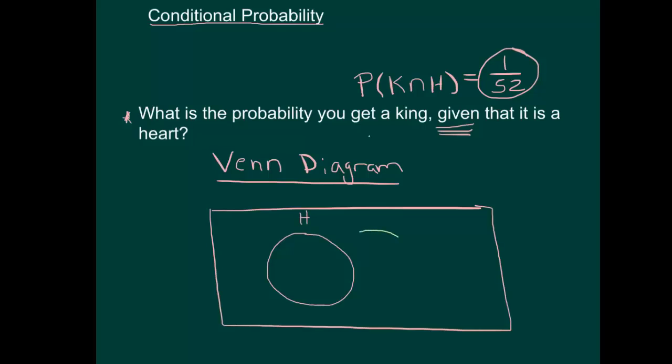Now notice I'm going to overlap them. The reason I'm going to overlap them is because they need to share a common space, because you can pick a card that is both a king and a heart, and so that needs to be accounted for by this overlap here. But in general, that yellow circle is going to represent getting a king. And now we're going to fill in each section, because if you notice, this actually divides up the whole rectangle into 4 different sections.